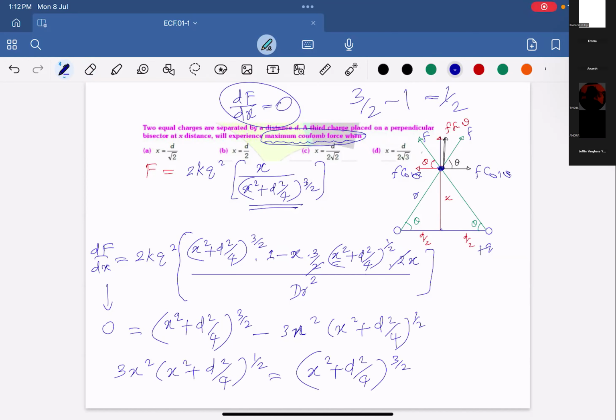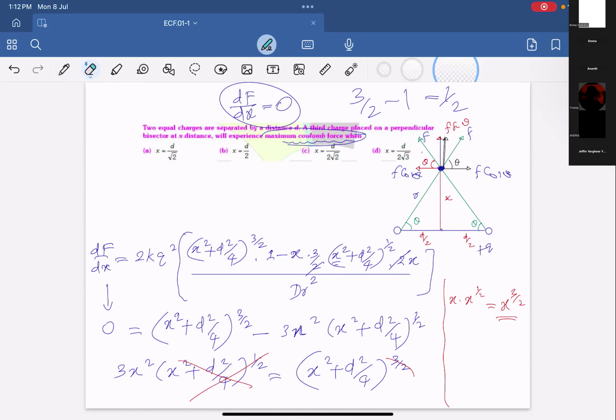So if I cut 1 by 2 raised to 1 by 2 here, that gets cut, simply x square plus d square by 4. Why? What is the logic? Because if I have x into x raised to 1 by 2, the left side is x raised to 3 by 2. Am I correct? Right side, x raised to 3 by 2 may be written as x into x raised to 1 by 2. So the x raised to 1 by 2 term gets cut, right? And finally, what I have is this.